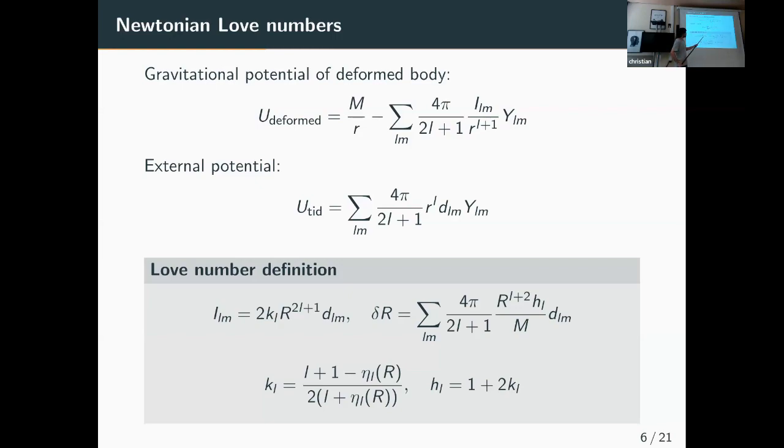So we basically decompose the external potential into spherical harmonics. And now we don't have to care about what is happening outside. We just have a generic perturbation in terms of multipole harmonics, external multipole harmonics. And we also know that outside the body, the potential of the deformed body must follow this expression, where again we are writing it in terms of multipole moments, and all the information on how the body is being deformed by the external potential is included here in the ILN term.